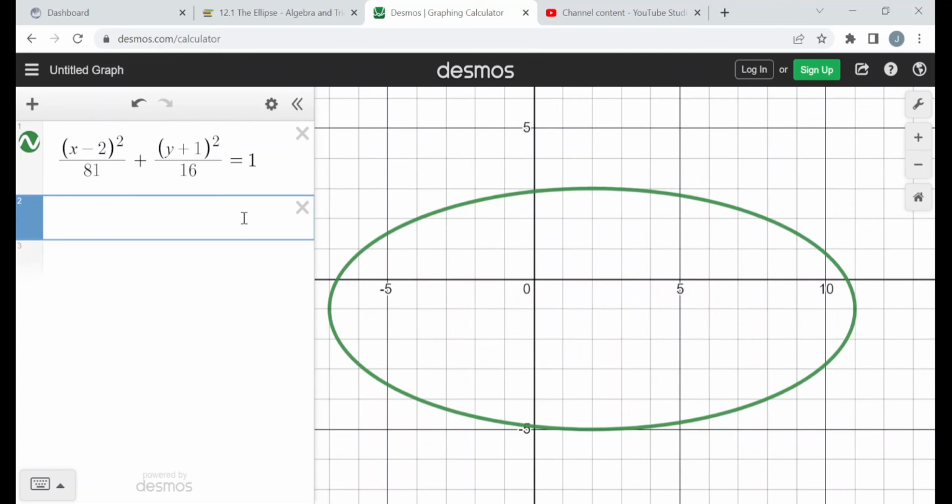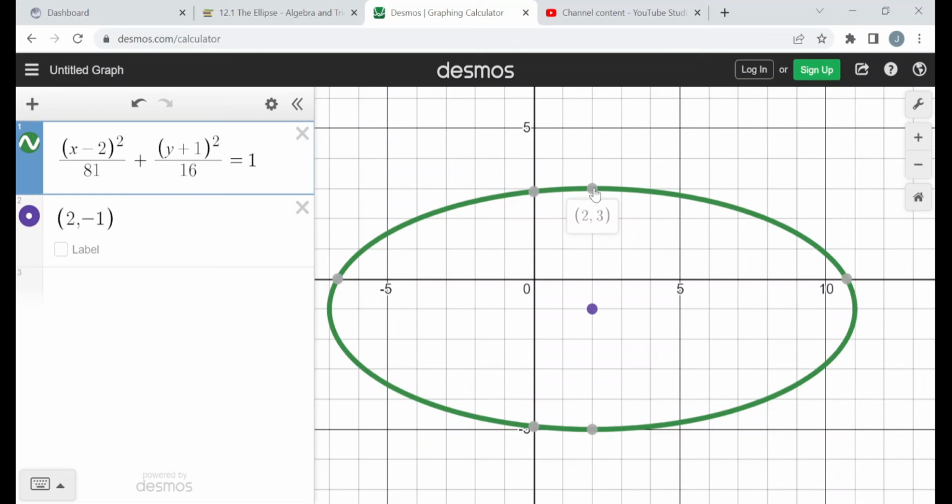Right. Center, clearly, hopefully you can see it's at (2, -1). That should be the center, and then look, if I go 4 units up, there's (2, 3). That was a co-vertex I wrote down. 4 units down, (2, -5). That was another co-vertex I had written.